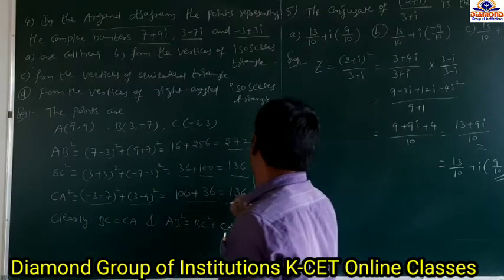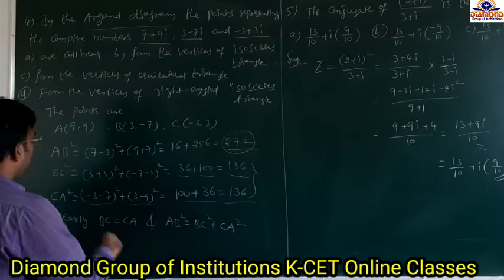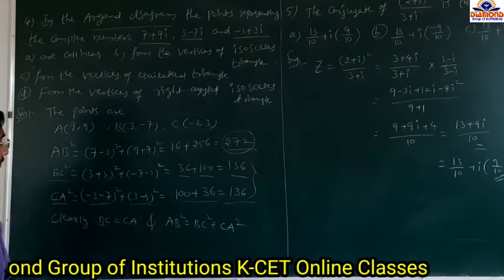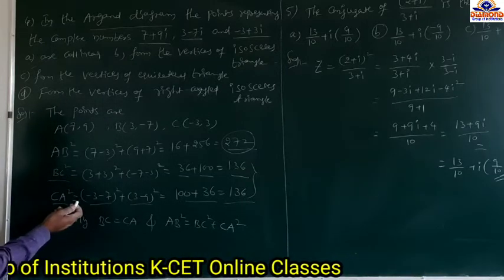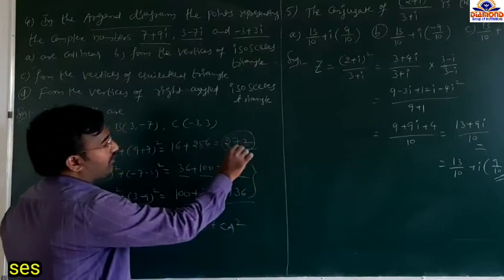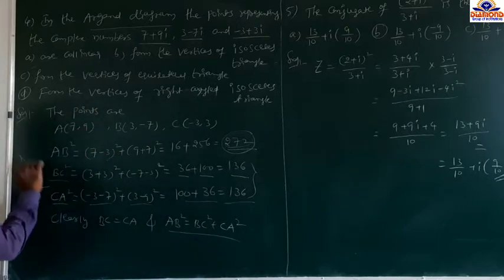So clearly 136 plus 136 equals 272. So that's why here BC equals CA, so it is an isosceles triangle. If any two sides are equal, it is isosceles. Next, one more condition: 136 plus 136 equals 272. That clearly shows AB square equals BC square plus CA square. So that's clearly a right angled isosceles triangle.